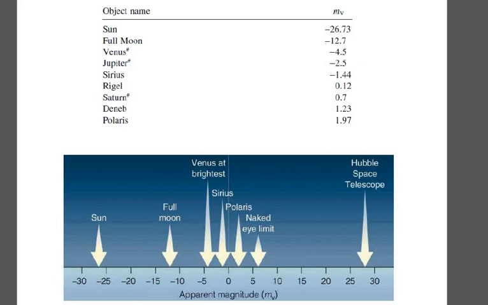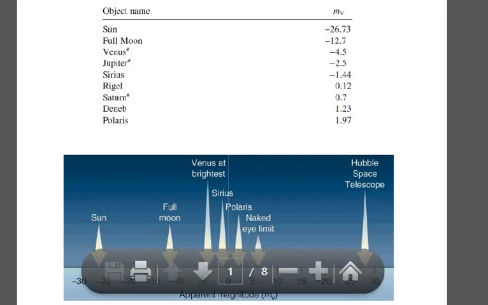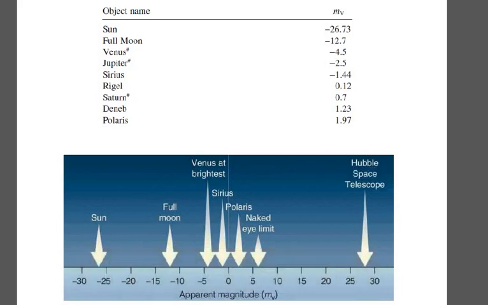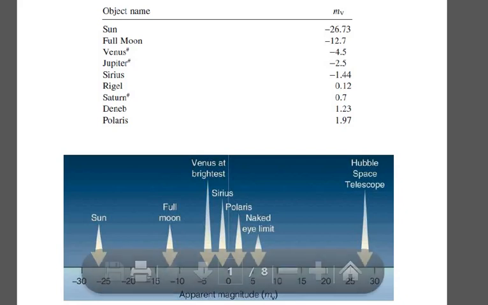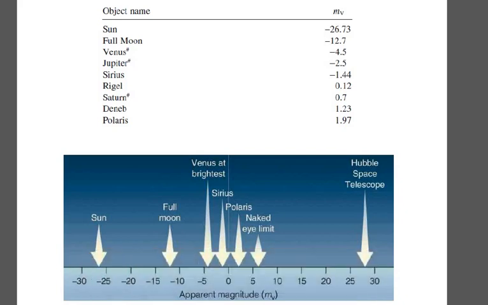And what about the fainter objects? They have positive apparent magnitudes. The faintest detectable object using the Hubble telescope has an apparent magnitude of about 30. Fine. Now, what happens to 0? Which object has it? Well, for historical reasons, the star Vega was chosen to have m equal to 0.